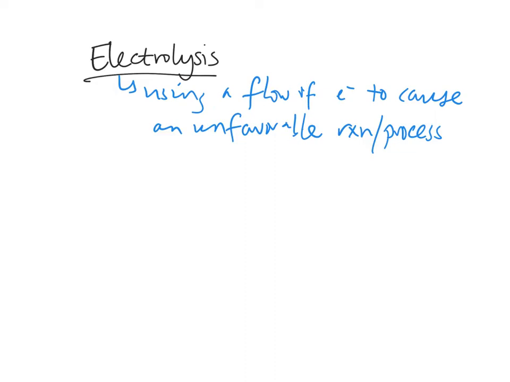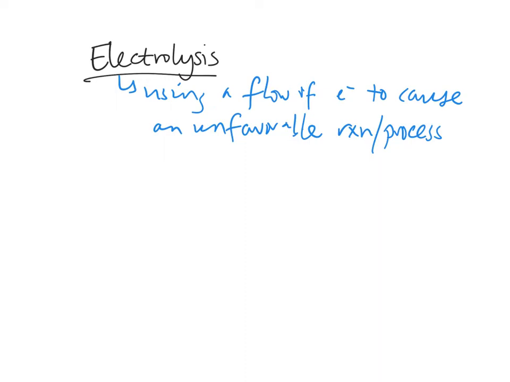And there's a concept that we'll talk a lot more about in the next unit about favorability, what used to be called spontaneity, now generally referred to as thermodynamic favorability or unfavorability. So here we're using a flow of electrons to cause an unfavorable reaction, something that would not normally work.